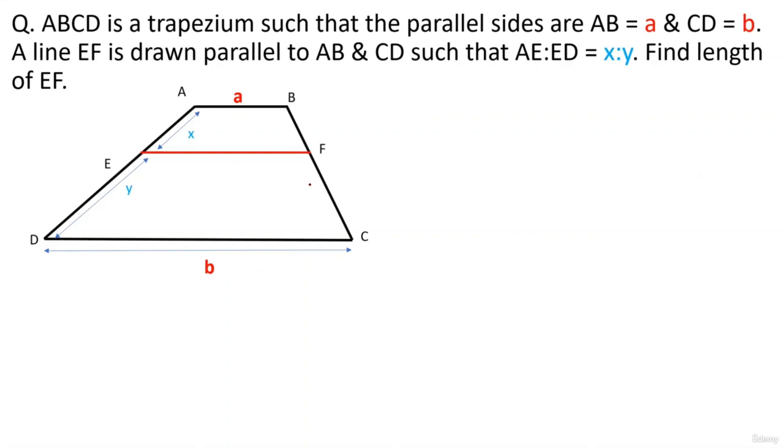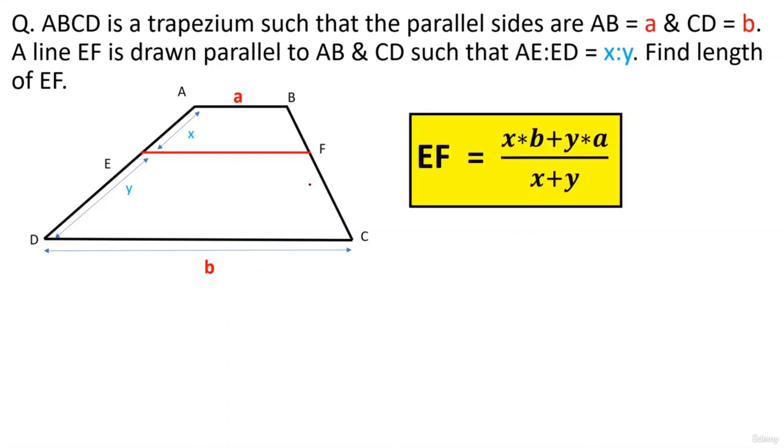And what is the ratio of AE and ED? X is to Y. Then there is a quick shortcut for EF, that is X into B plus Y into A divided by X plus Y. That means X into B, if X is this value, then X into B plus Y into A, divided by X plus Y. Quick shortcut.